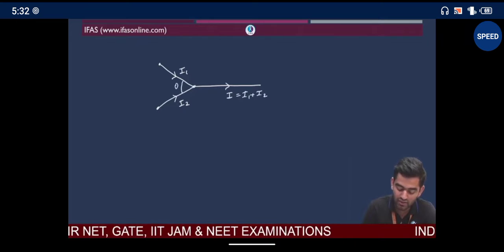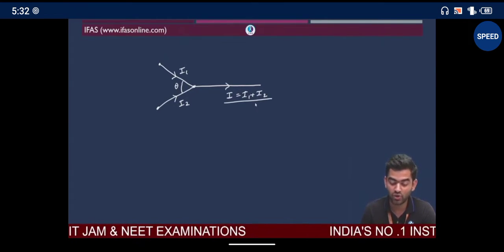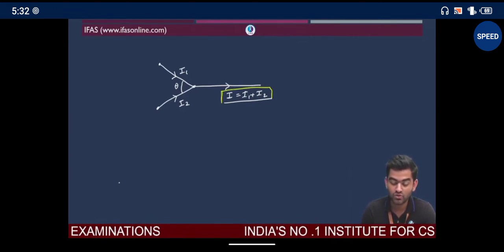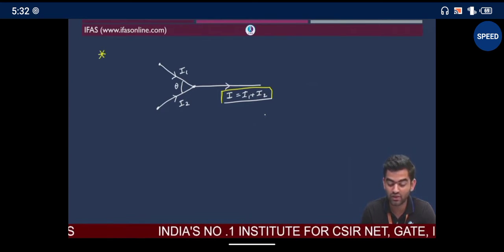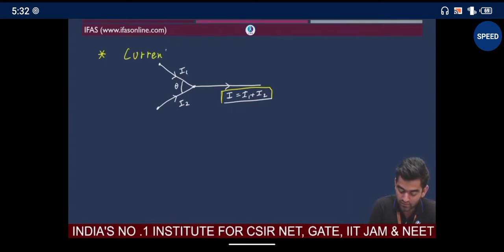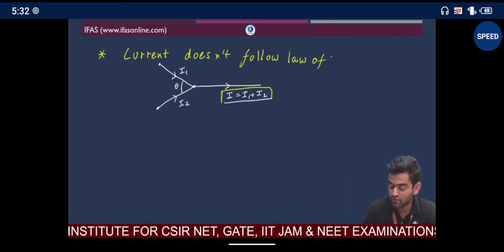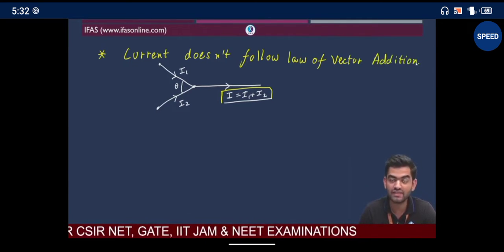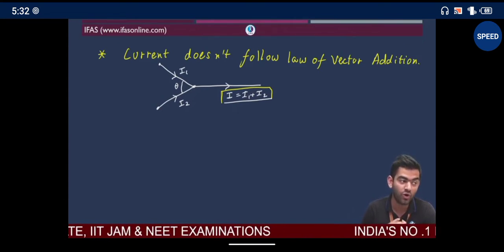If I change the angle between these two, let's say there is an angle theta between them, the quantity I equals I1 plus I2 does not change. It will remain the same as it was previously. So that's how currents are not vector quantities, they are scalars, because they do not follow the rule of vector addition. Current doesn't follow the law of vector addition. If they were vectors, they should necessarily follow the law of vector addition. If they don't follow vector addition, they are not vectors.